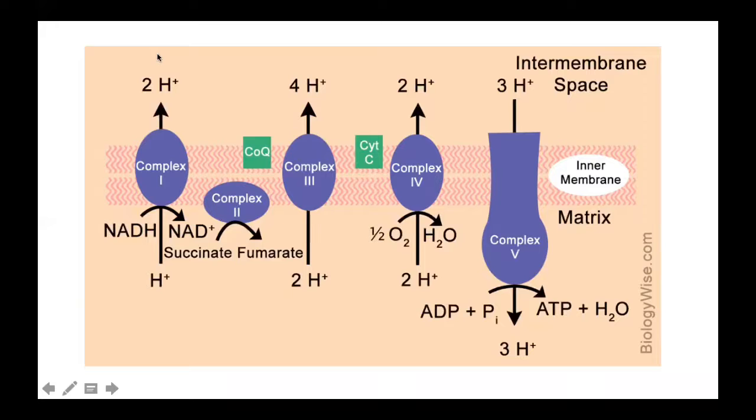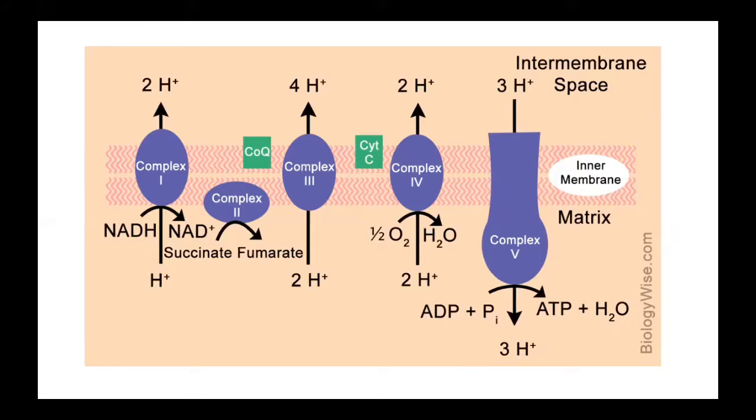The electron is then transported to complex 2, which brings about the conversion of succinate to fumarate. Molecular oxygen acts as an electron acceptor in complex 4 and gets converted to water. Each enzyme complex carries out the transport of electrons accompanied by the release of protons into the intermembranous space.